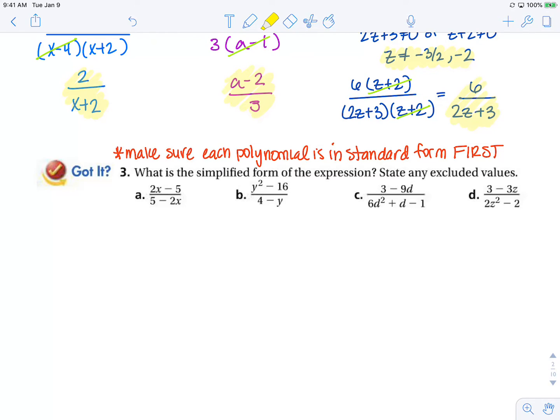What is the simplified form of the expression? State any excluded values. So one thing I want us to pay attention to in these next few examples is we want to make sure each polynomial is in standard form first before we do any simplification or excluded values.